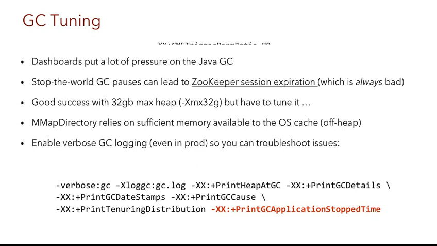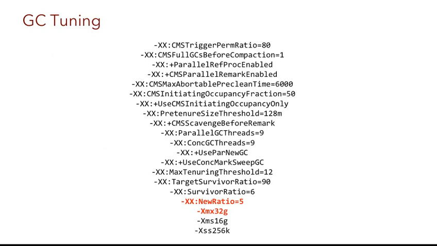So these are the flags we used, and feel free to disregard this, but with the big heap there, we ended up setting the new ratio, which is the size of young objects in the heap, to be much smaller, and that's what new ratio 5 means. That ended up being very good, and we only had very small pauses and few pauses, even driving extremely complex queries across billions of result sets.